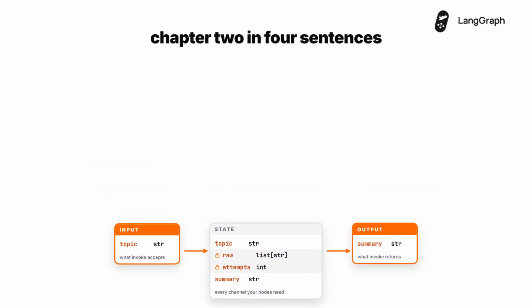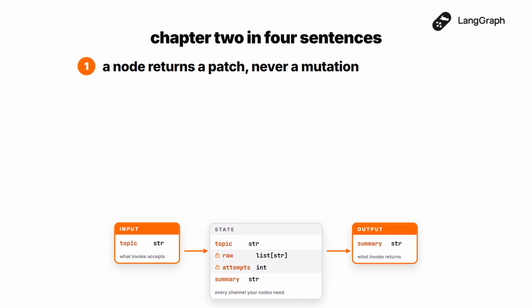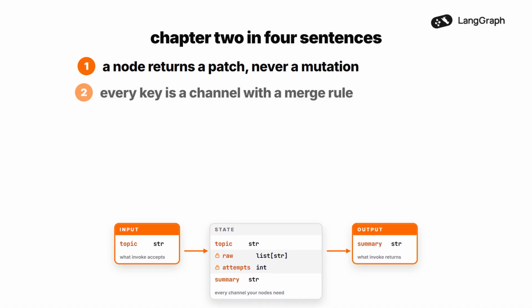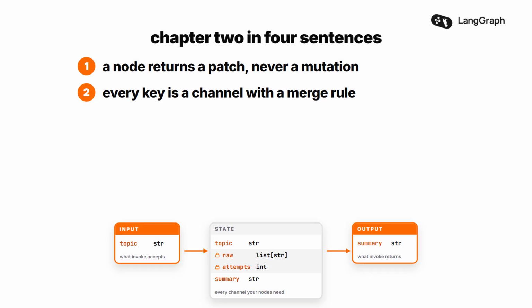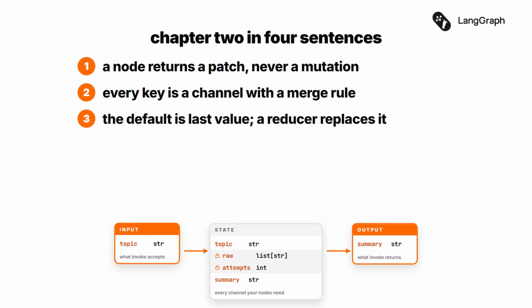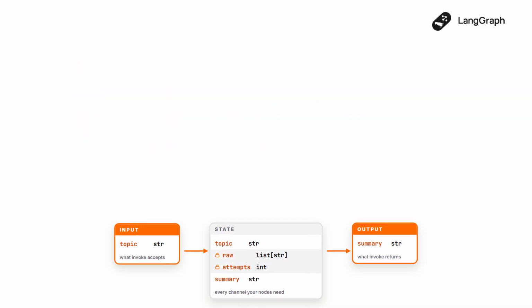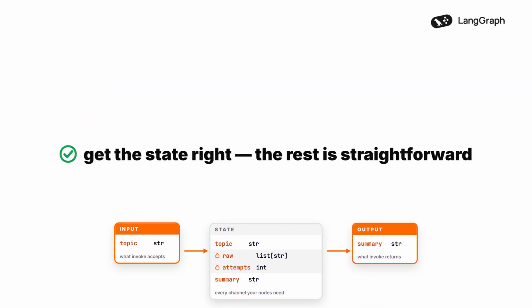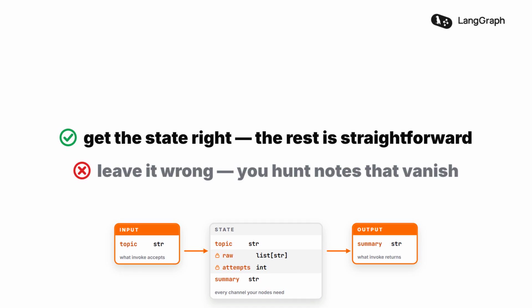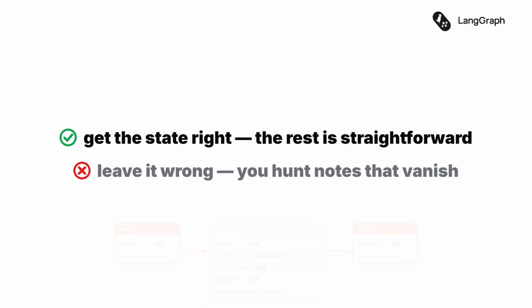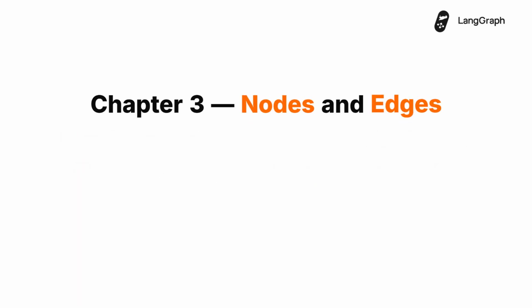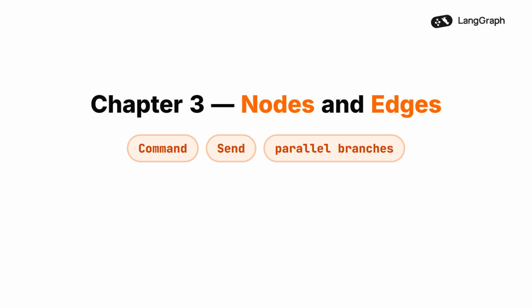So, Chapter 2 in 4 sentences. A node returns a patch, never a mutation. Every key in the schema is a channel with a merge rule. The default rule is LastValue and a reducer replaces it. Input and output schemas decide what the outside world can see. Get the state right and the rest of LangGraph becomes straightforward. Leave it wrong and you will spend your evenings hunting nodes that vanish. Next up, Chapter 3. Nodes and edges in depth. Command, send, dynamic fan out and how parallel branches really merge.